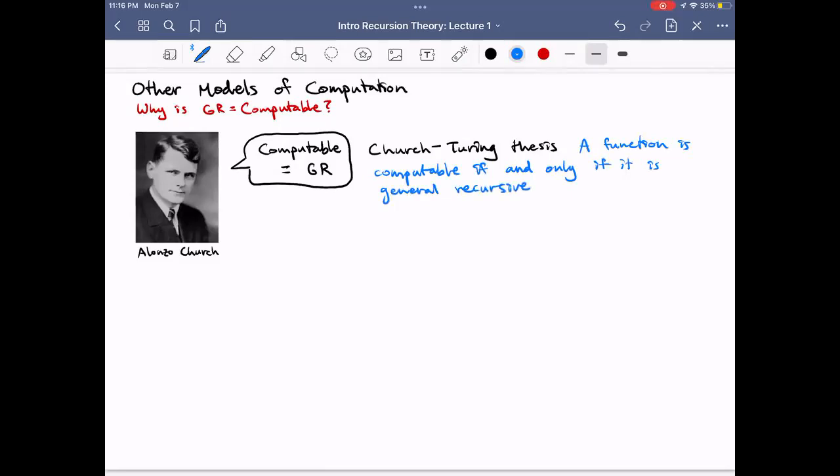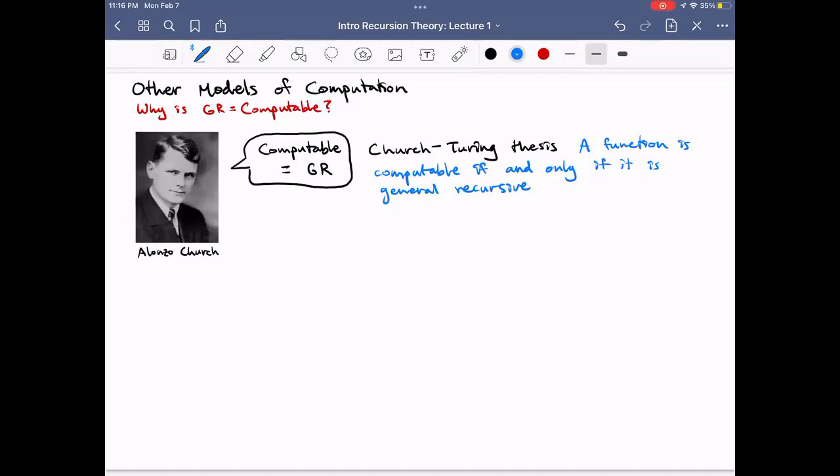So the Church-Turing thesis is not some kind of theorem that can be proved. It's more of an assertion about the world. We have some intuitive notion of what computable means, and this is saying this formal mathematical definition does capture that. But that's not something you can prove, because the intuitive notion is just an intuitive notion.